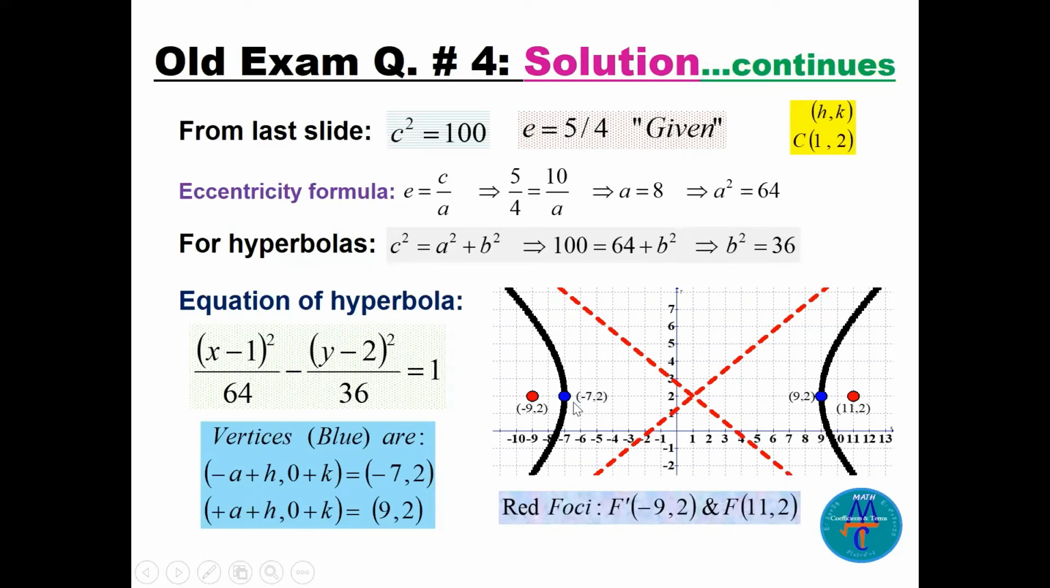Since this one is horizontal, remember h and k are 1 and 2, so (x minus 1) squared divided by 64, which is a squared, minus (y minus 2) squared divided by 36 is equal to 1. The vertices, these are the formulas, are (-7, 2) and (9, 2). Okay, so these are the blue ones. And the red are the foci. It's given (-9, 2) and (11, 2).